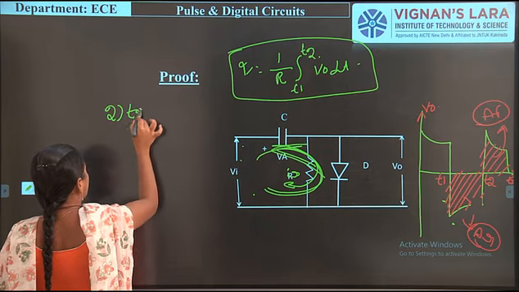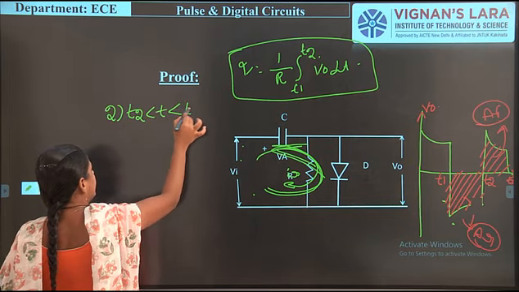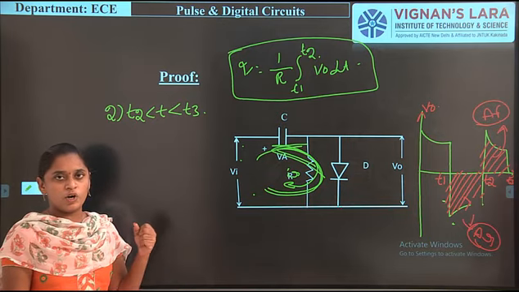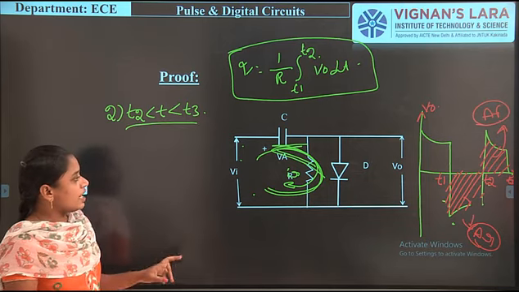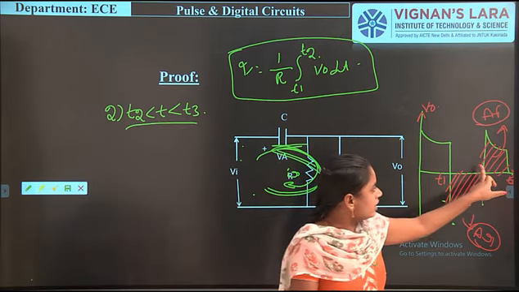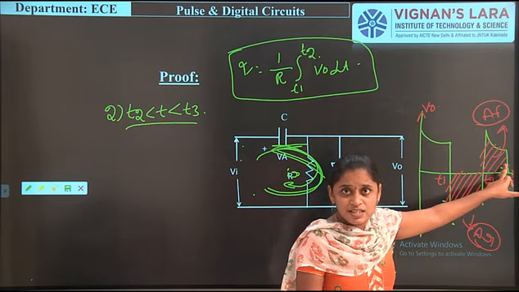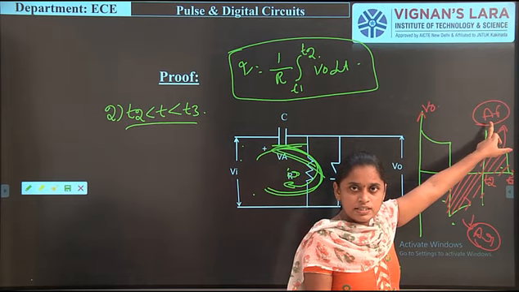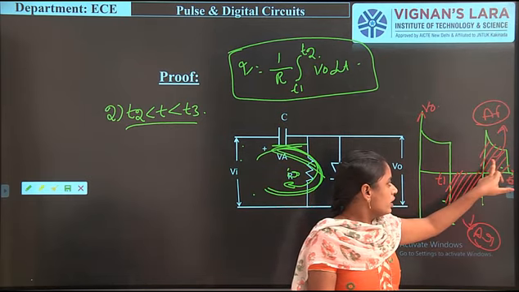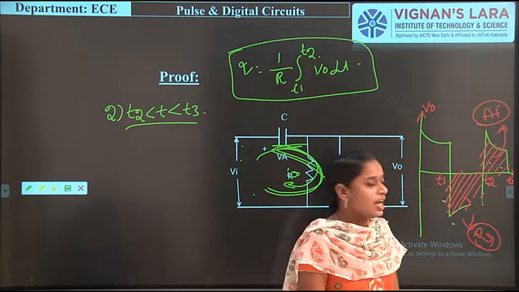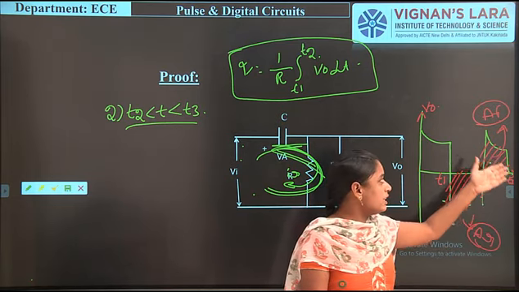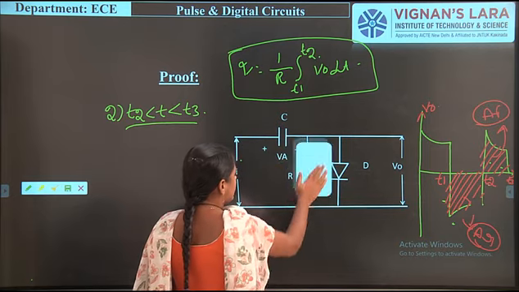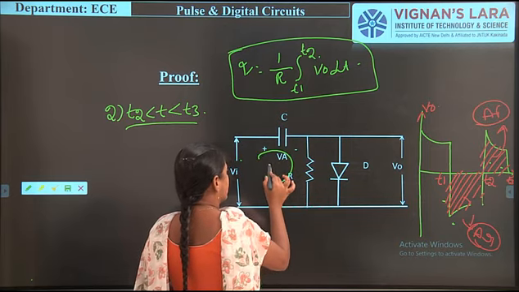The second condition is T2 less than T less than T3. In between T2 and T3, what is the output waveform and what is the condition? In this time a positive signal is passing through. What happens? The capacitor starts charging, and the current flowing through is known as forward current IF. Why? Because the capacitor starts charging and the current flowing is the forward current IF.